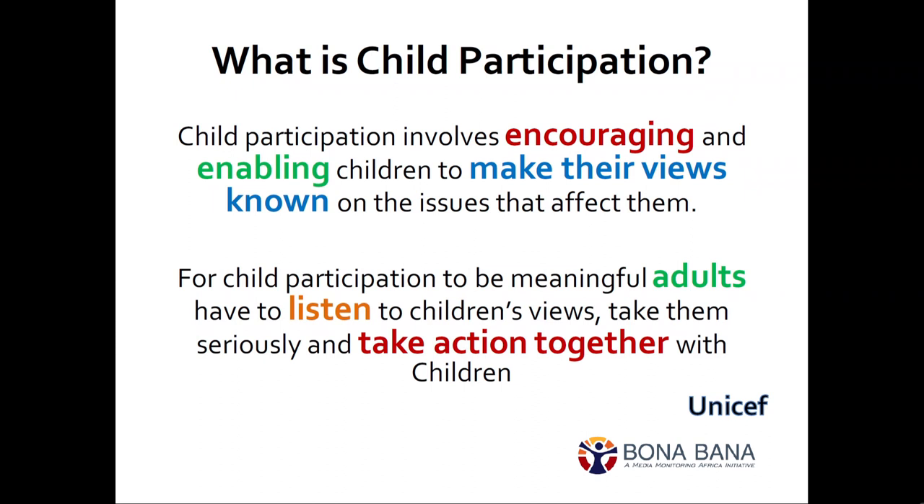The second point is for child participation to be meaningful. Adults, so everyone in the room over the age of 18, have to listen to children's views, take them seriously, and take action together with children. What that means is that the adults in the room have to listen when children speak and really take their views and opinions very seriously. But further to that, after having listened, we have to take action together. That means holding each other's hand, where no one feels more equal or feels that they have all the power, but working together with children to create solutions that are beneficial for children and that make sense to children.